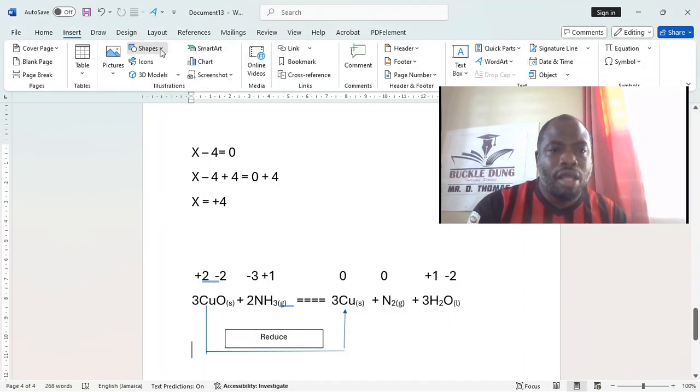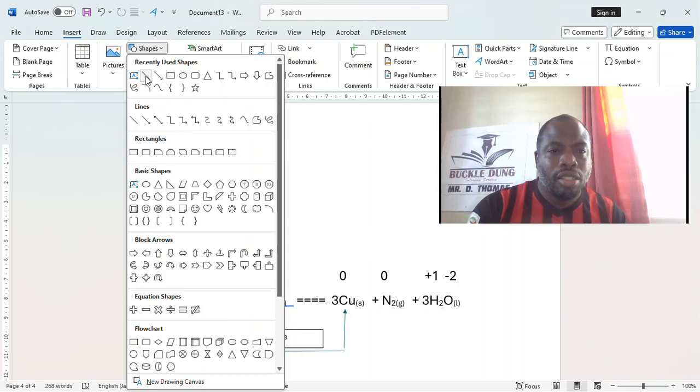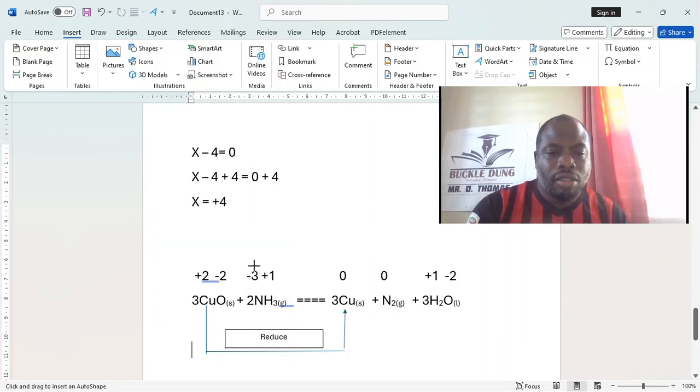So we're looking at the other. We have the nitrogen.